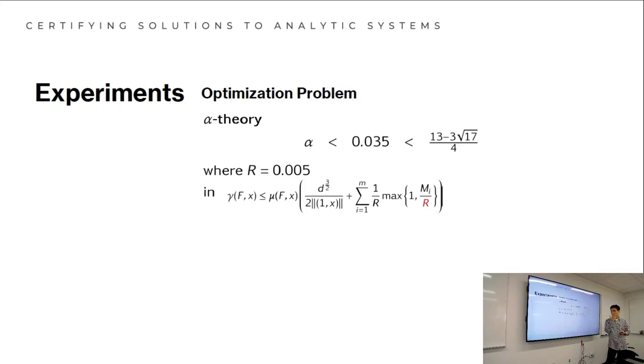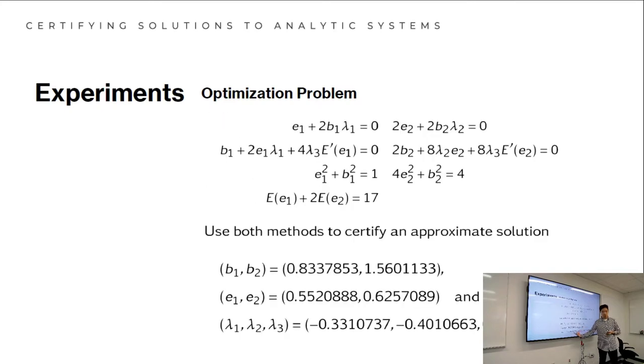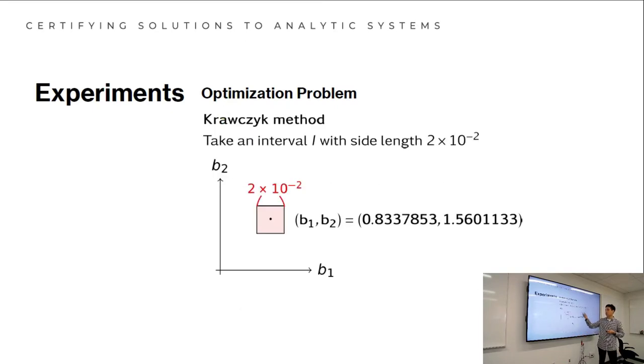Oh, so in this example, the seven digits was the minimal precision that we can have. If you have six digits, alpha theory starts to fail. So that's the reason that we use seven digits here. But in interval arithmetic, we can have 10 to the negative 2, which is the box side length. So this is much better. In terms of precision, we can allow more crude input. So it's a better certification method.